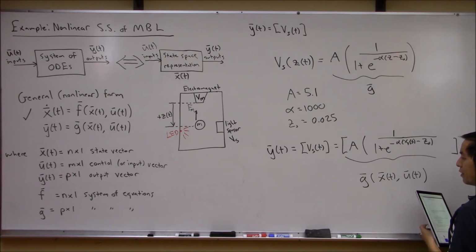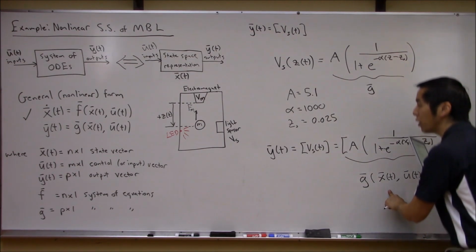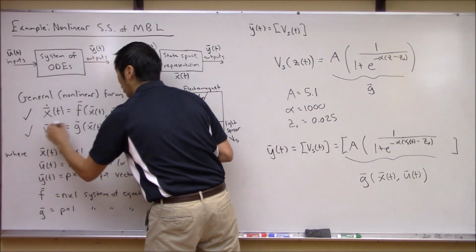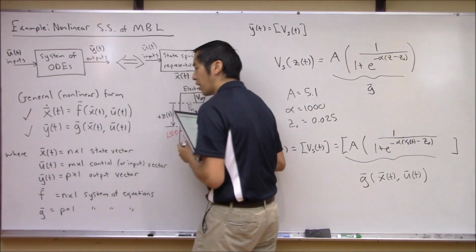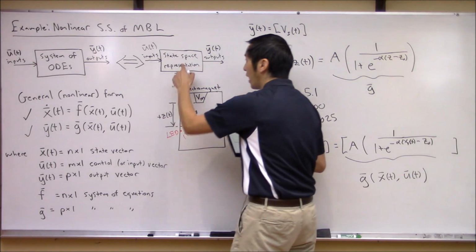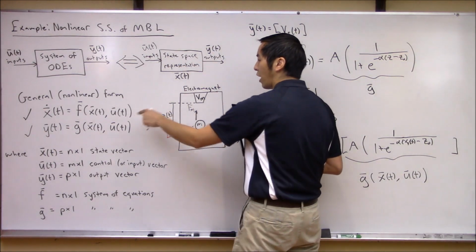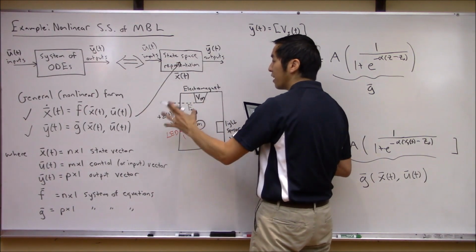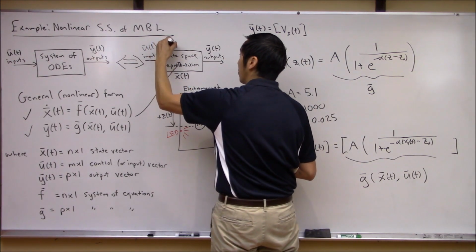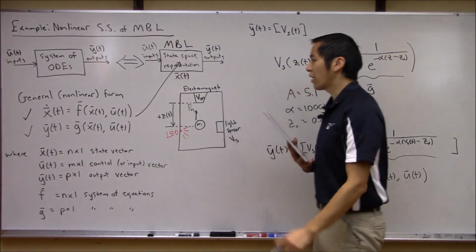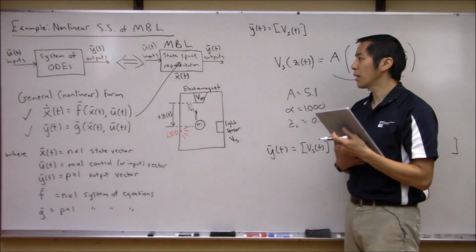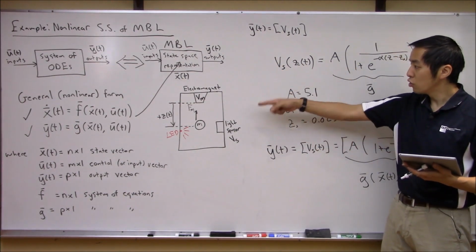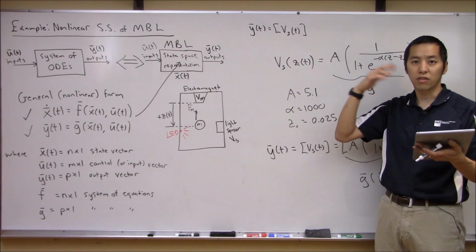And we're kind of done at this point, because now we have fully characterized both the state equation, F bar, and the output equation, G bar. So now this state space representation, if I put this into here, is basically my MBL system. It's a nonlinear state space representation of this complicated nonlinear state space system.